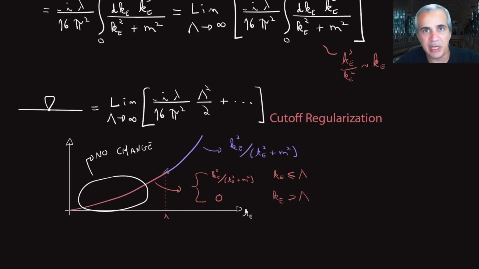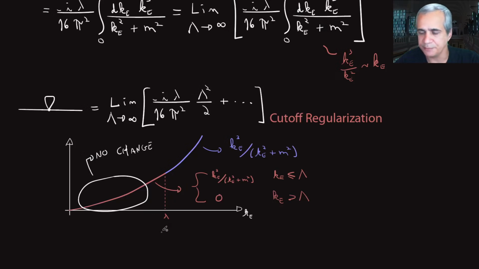I cannot really be sure that my theory will follow this blue curve so far away from the point where I'm testing it, right? So that in a sense is what I'm trying to do here. I'm parameterizing my ignorance and then trying to define observables that don't depend exactly on where this lambda is. Right? This hard cutoff regularization here, it's useful in some cases, but it's not the one we are using.